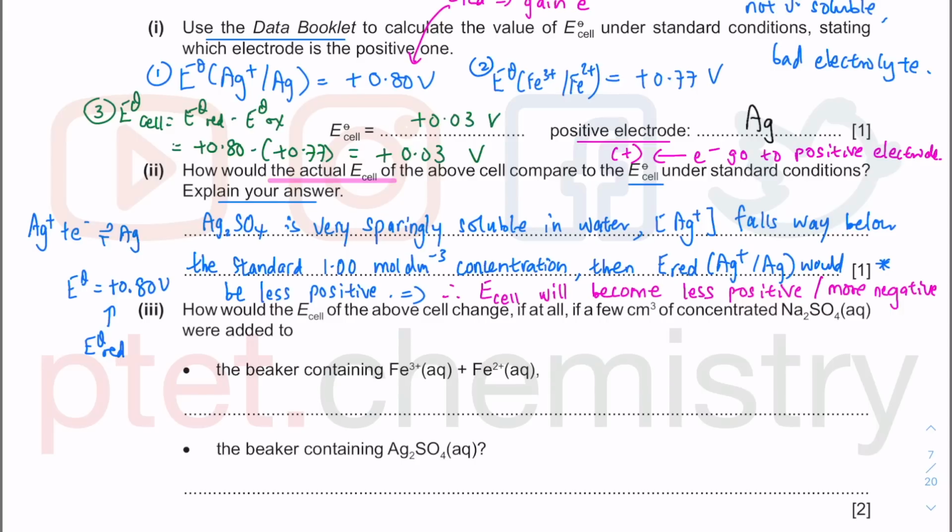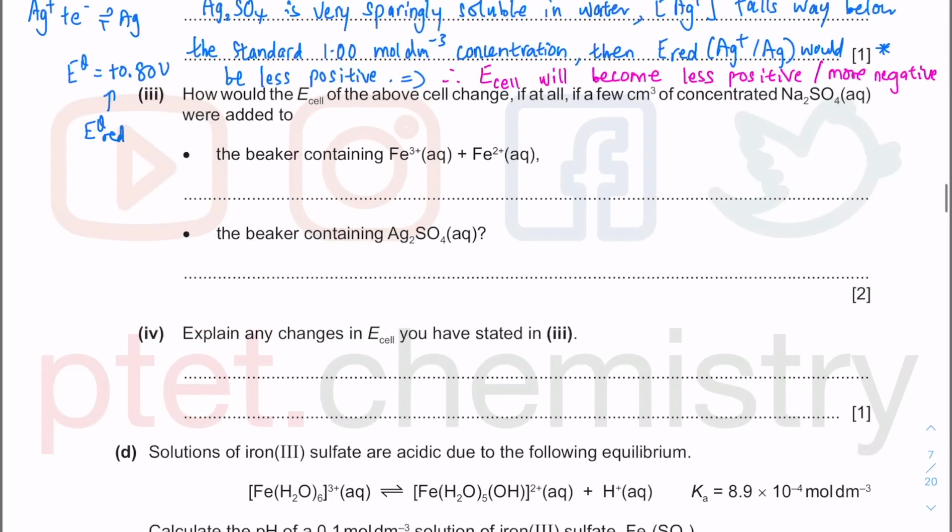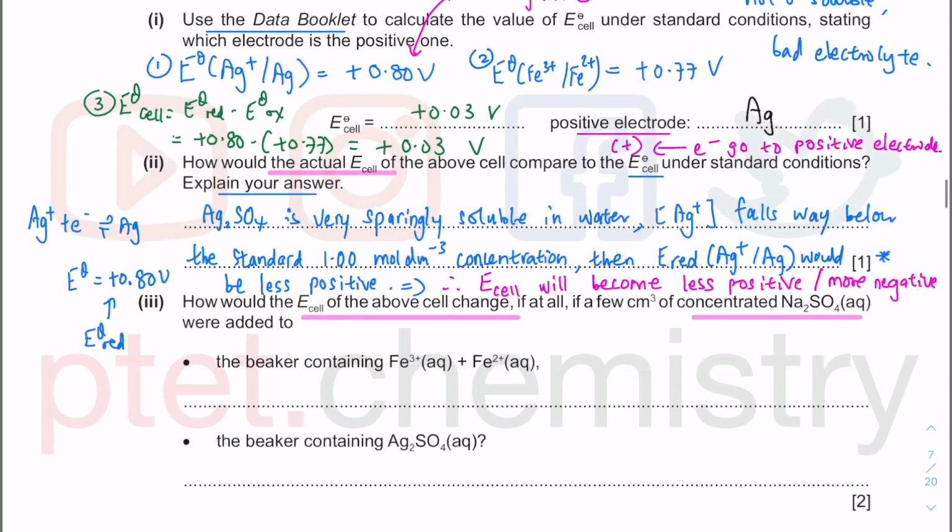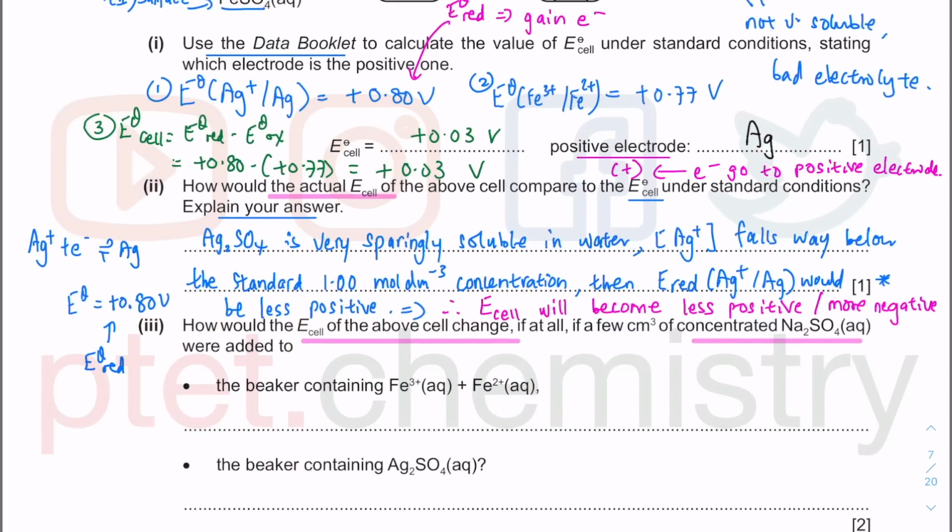Okay. Now the next bit of this question: how would the E cell change if you add a little bit of concentrated Na2SO4? What does the Na2SO4 actually do? Let me just work out what is happening here. Something is wrong with my pencil actually. How would the E cell change if you add a little bit of concentrated sodium sulfate?